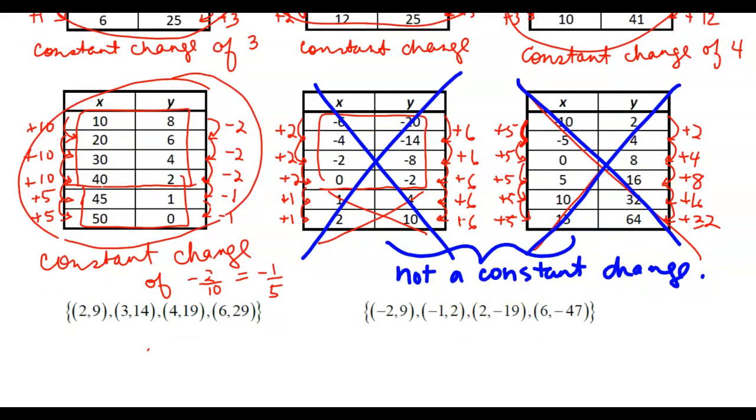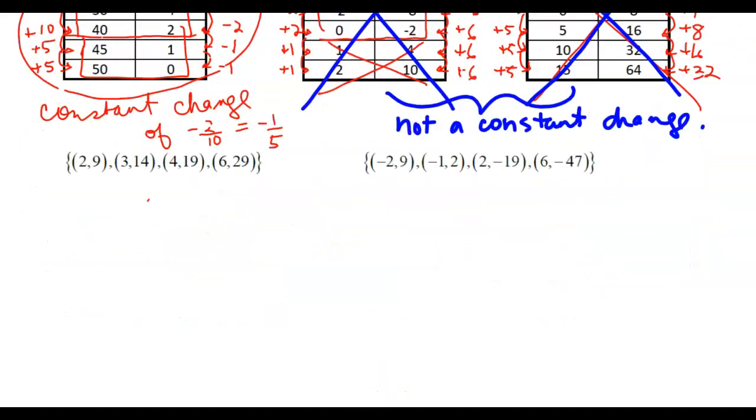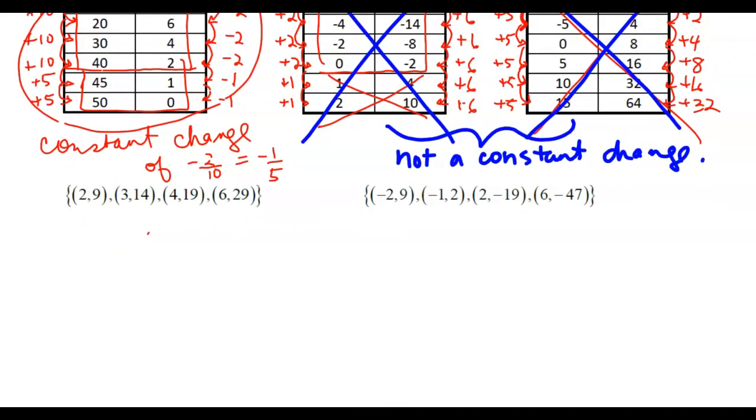Now, at the bottom, instead of a table of values, I have ordered pairs. So we want to compare, same thing, the change in x. So I have to look at the first numbers. That's +1. That's +1. That's +2. Okay, that doesn't mean it's not linear. It just means that we've got different points along the way.